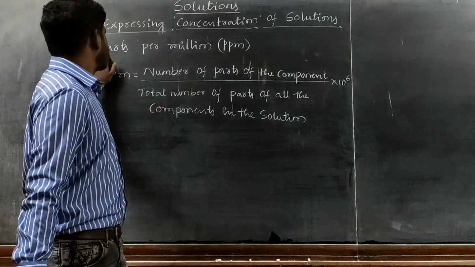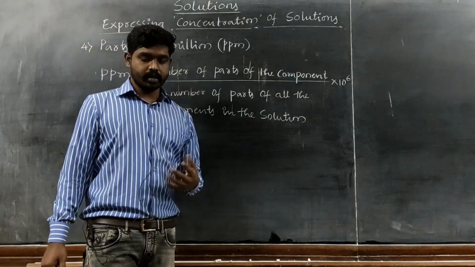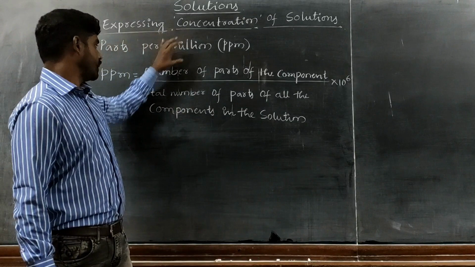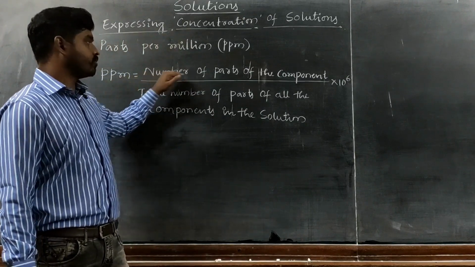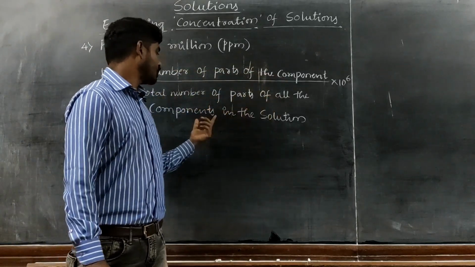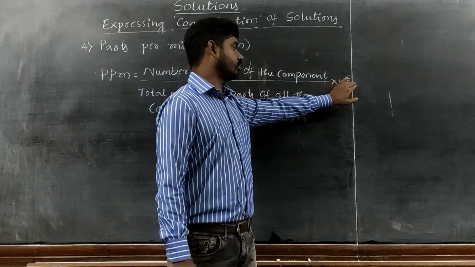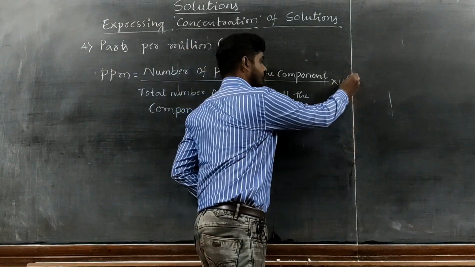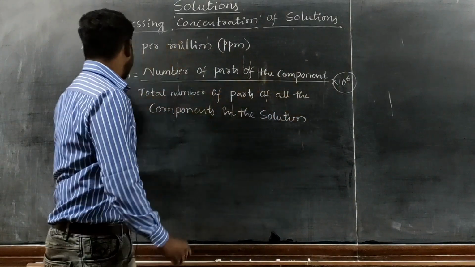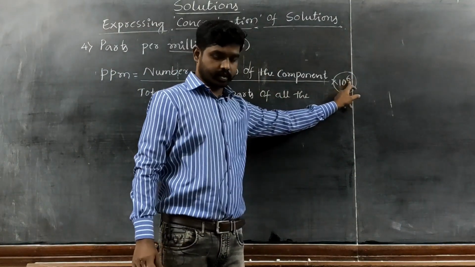The fourth one is parts per million, ppm. When the solute is present in trace quantities, we use parts per million. Parts per million is the number of parts of the component divided by the total number of parts of all the components in the solution. It is multiplied by 10 lakh, that is 10 to the power of 6, a million. Since it is parts per million, we multiply it with 10 to the power of 6.